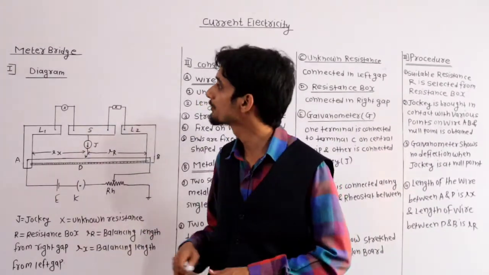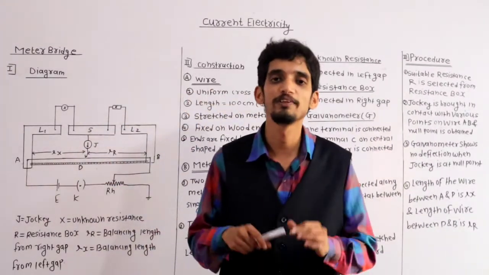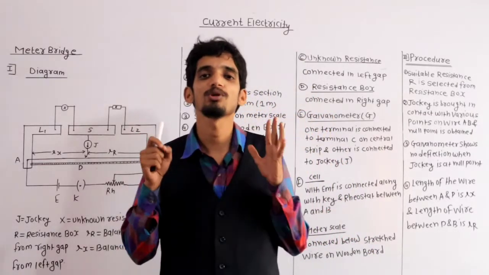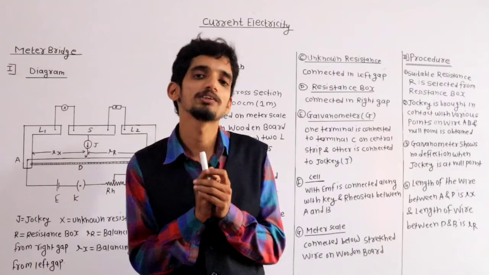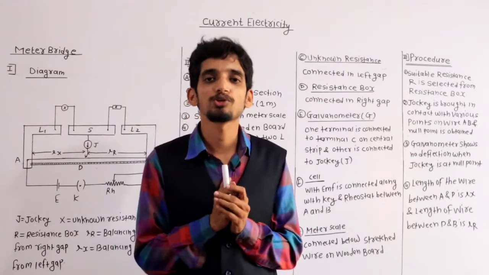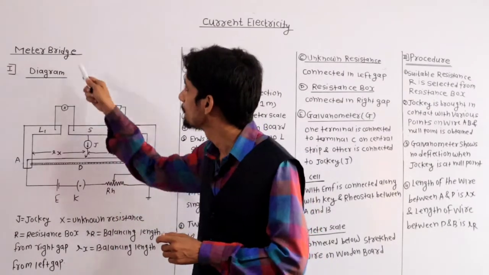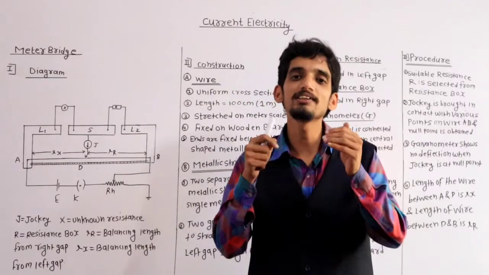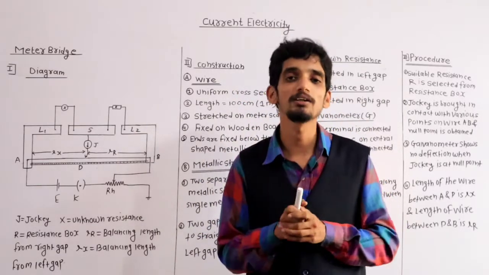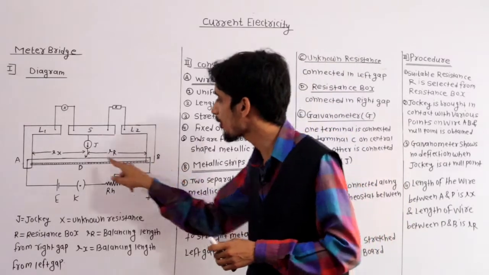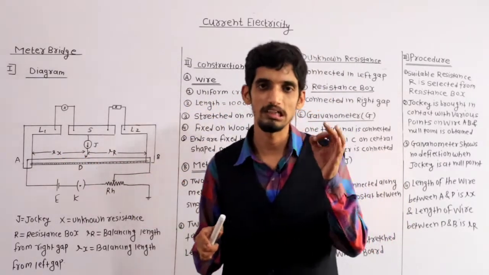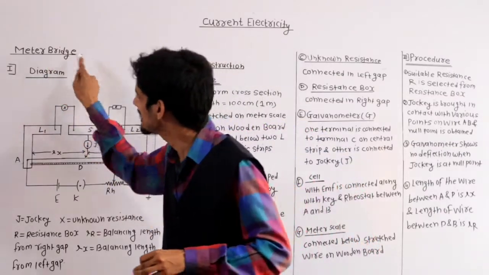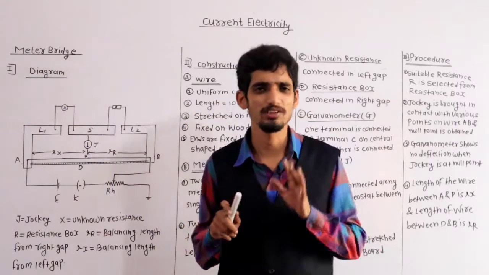Now we are going to discuss applications of the Wheatstone bridge. We have already discussed the balancing condition of the Wheatstone bridge. Now we are going to discuss another application of the Wheatstone bridge, that is the meter bridge. Listen here, why is this called a meter bridge? This is an experiment in which a wire of 1 meter length is used, so that's why it is called a meter bridge. It means it is a wire of 1 meter.